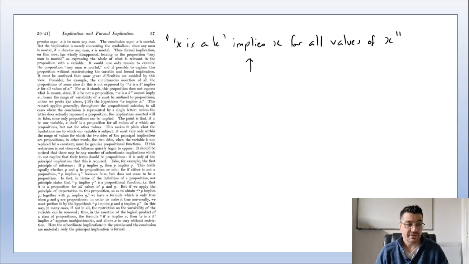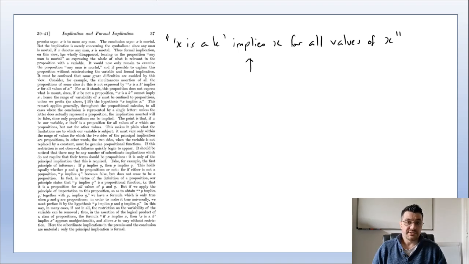Okay, well, if we allow X here to have a completely unrestricted range, then what we find is that X is a K implies X will be false for, well, at least any values of X which are not propositions. Why is that? Well, this goes back to what Russell says in, I think it's section 16, chapter 2. I won't bring this up on the screen. I think I talked about this in the previous video, but it's important enough for me to repeat here.